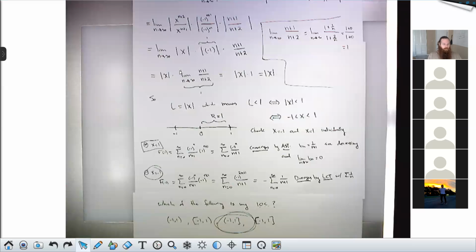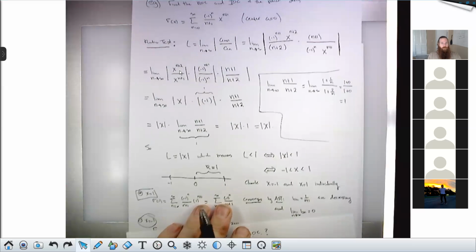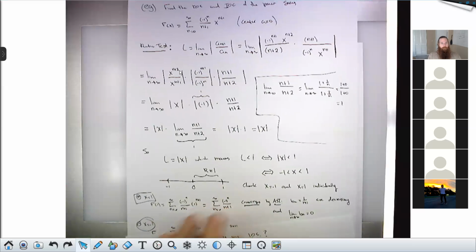But here, because this was not a geometric series, I had to use the ratio test. And with the ratio test, when L is less than 1, you're guaranteed that your series converges. But when L is equal to 1, you don't know what happens. So here, when x is equal to -1, or when x is equal to +1, that's when L is 1, and those are inconclusive. So we had to look at those separately.